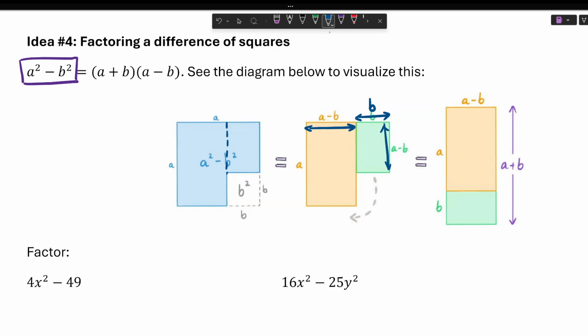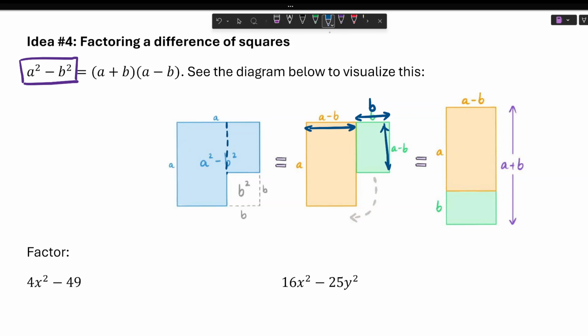Finally, if you move this green rectangle to the bottom here, you'll notice that you have a rectangle that's a minus b times a plus b in this direction. So the areas are the same, so they're equal.